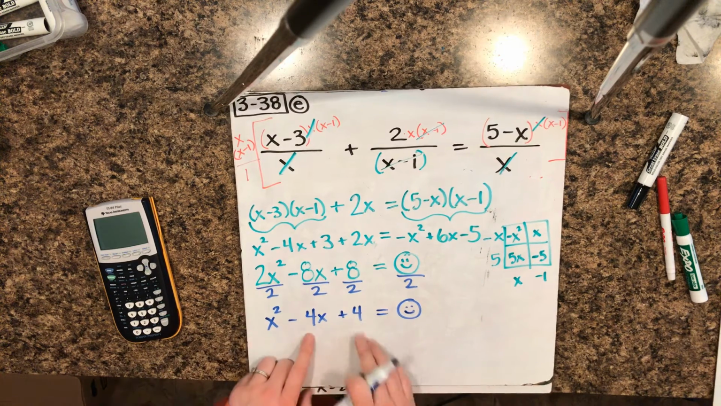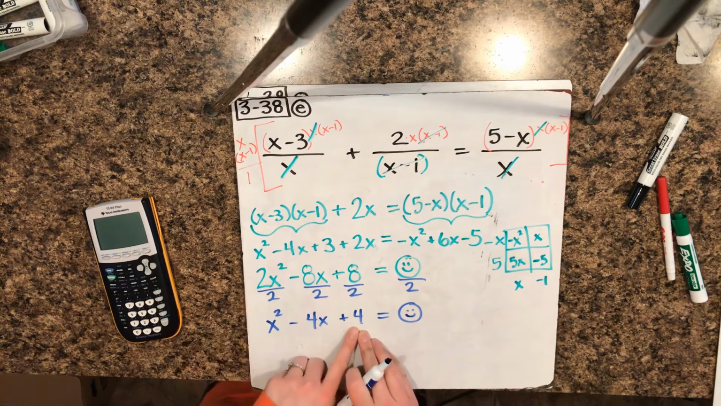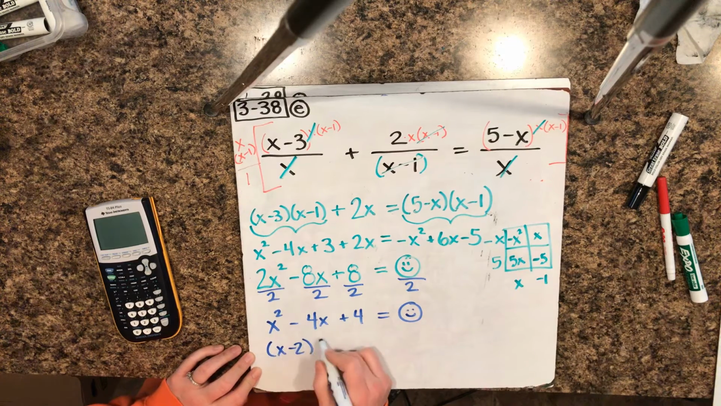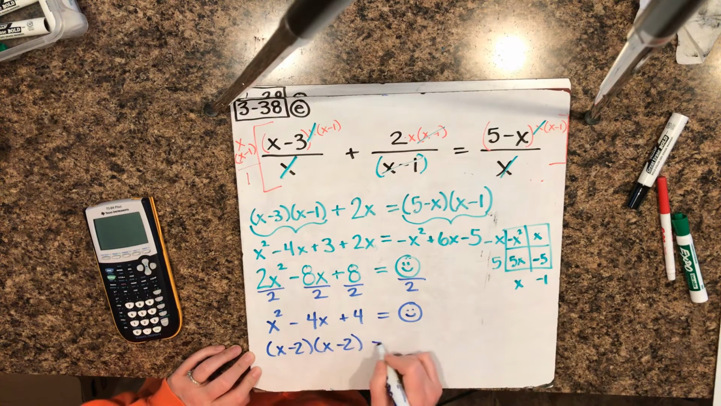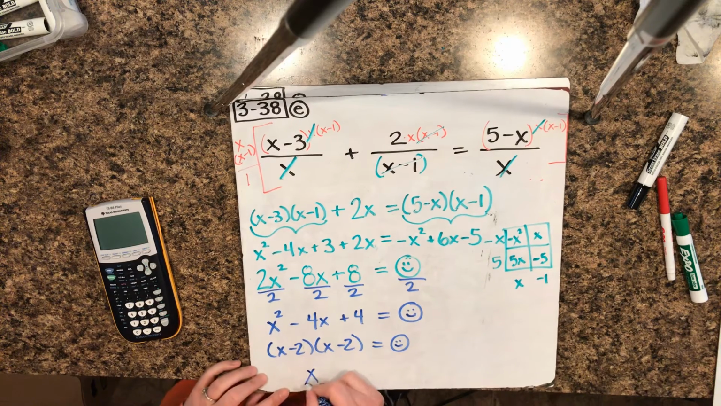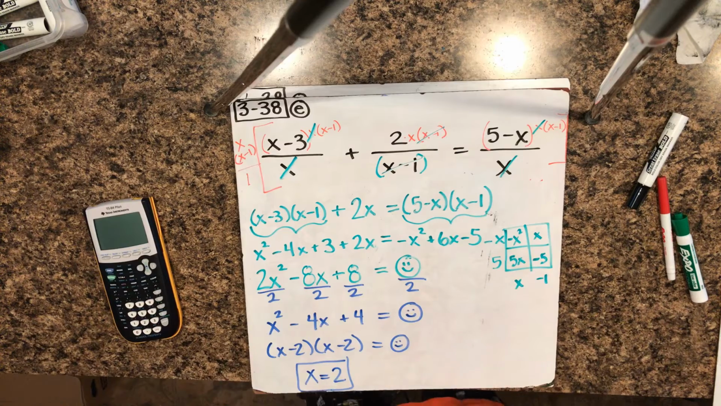Okay. Now if I try and factor that, I'm not sure it's really going to factor. Ooh, 4, 2, 2, 2, 2. I bet it does. X minus 2, x minus 2. It does. If I add negative 2 and negative 2, I get negative 4. If I multiply, I get positive 4. So x equals 2 is my one and only solution to this.